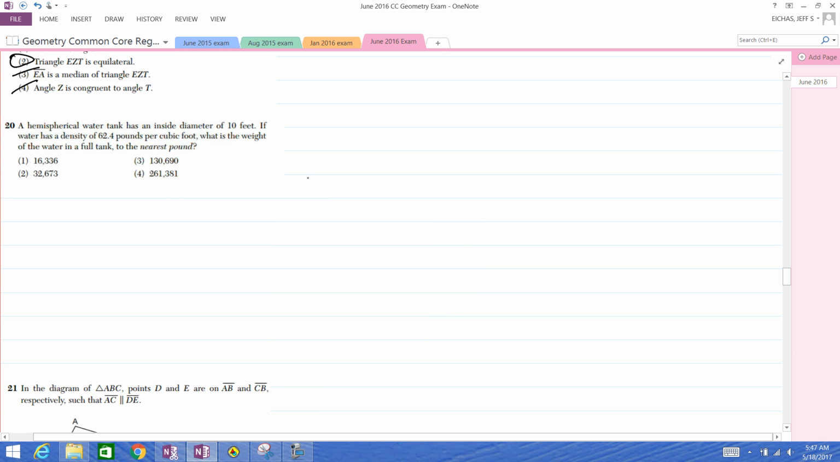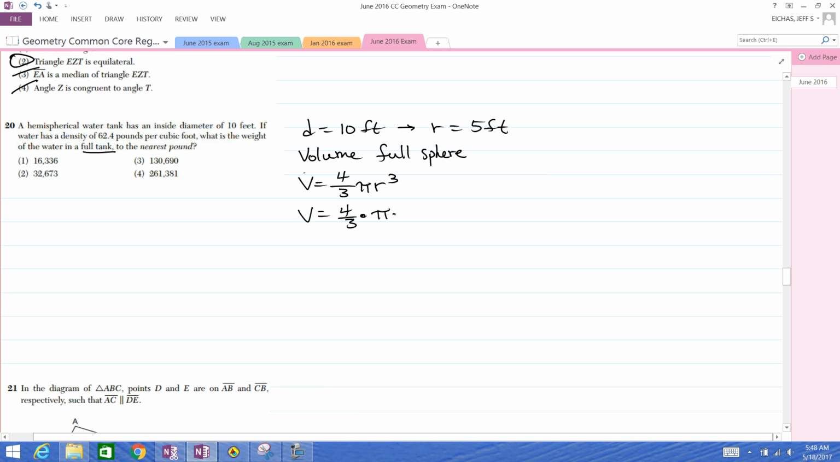All right, get some space here. Hemispherical tank. Okay. Looks like the diameter is 10 feet, so the radius is 5 feet, in case we need that. It's a density problem. Full tank, hemisphere. Okay. Let's calculate the volume for a full sphere. That's right off the formula sheet. You don't have to memorize that. Just be careful that's a cube, not a squared. And make sure we use the 5 for radius, not the 10.